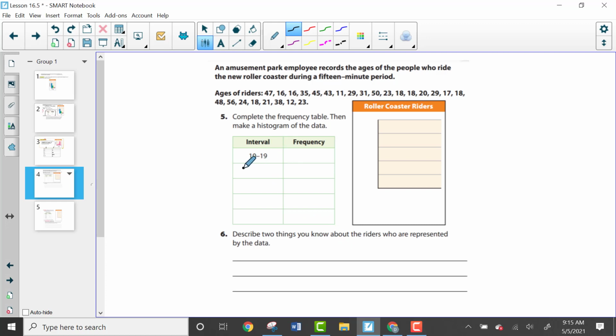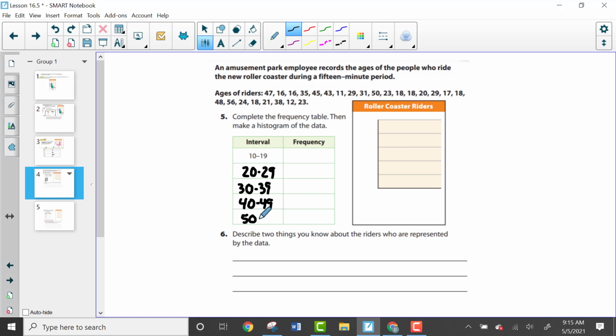So that means it has to be 20 to 29 is the next interval. And then the next interval after that is 30 to 39. And then we have 40 to 49. And I want you to write this in with me. And then 50 to 59.